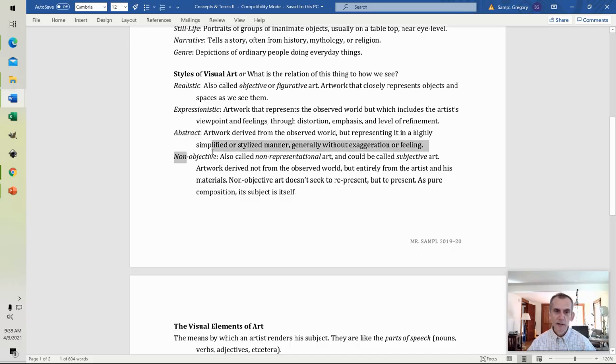Non-objective, or non-representational, is when you can't recognize it. It doesn't represent anything. It just is. Sort of like symphonic music or instrumental music. It doesn't represent rain falling or anything like that.